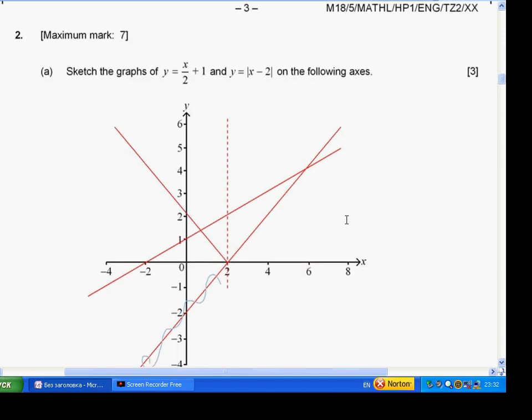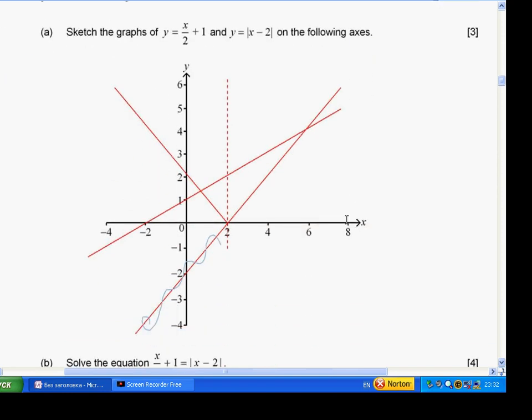Question 2. Sketch the graphs of two functions. Let's look at the first function, y equals x over 2 plus 1. It is a straight line, so I need 2 points. I use intercepts: when x is 0, y is 1, so this is the y intercept, and when y is 0, x is 2. So I take one point, another point, and draw a straight line through these points.